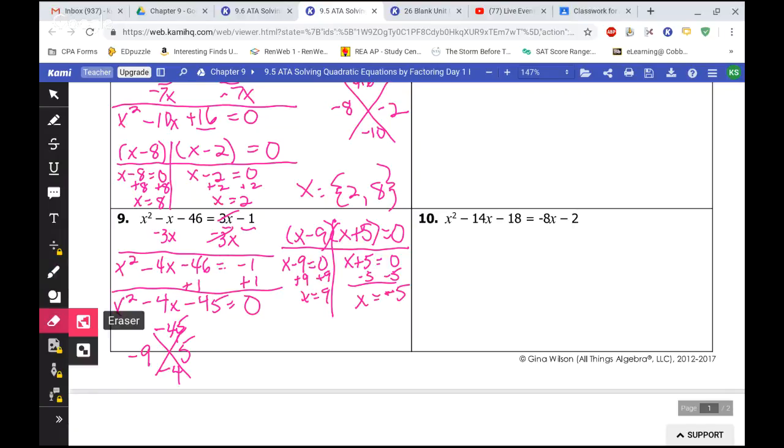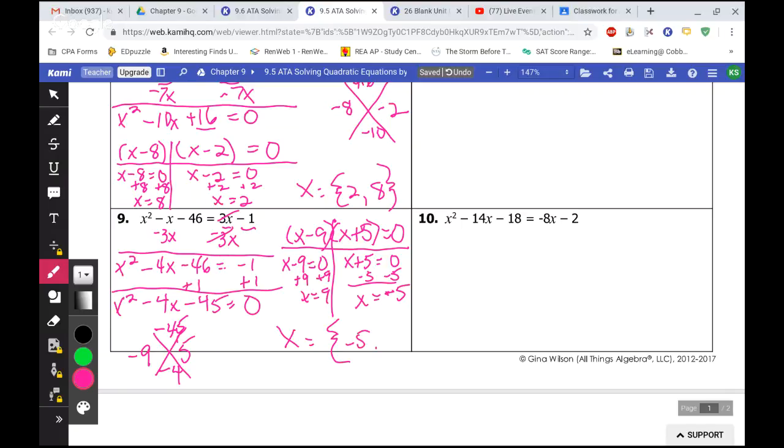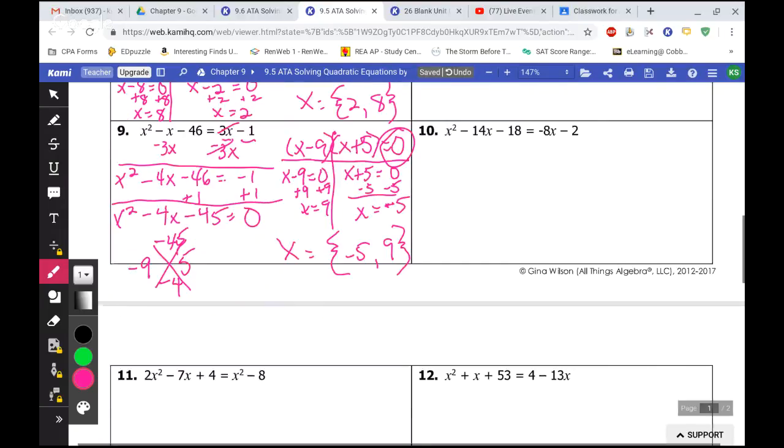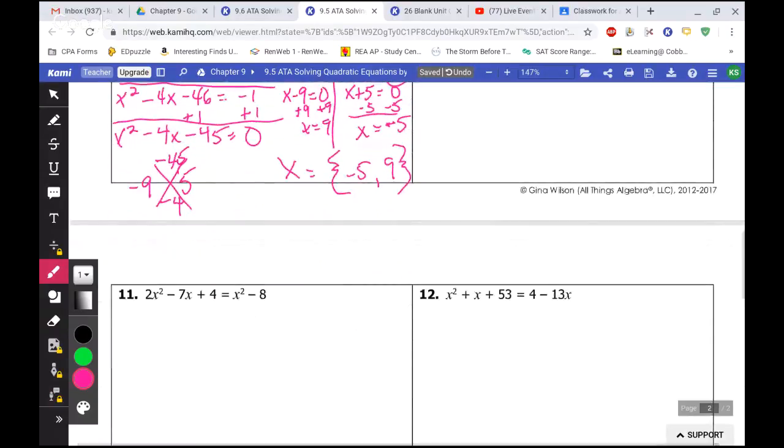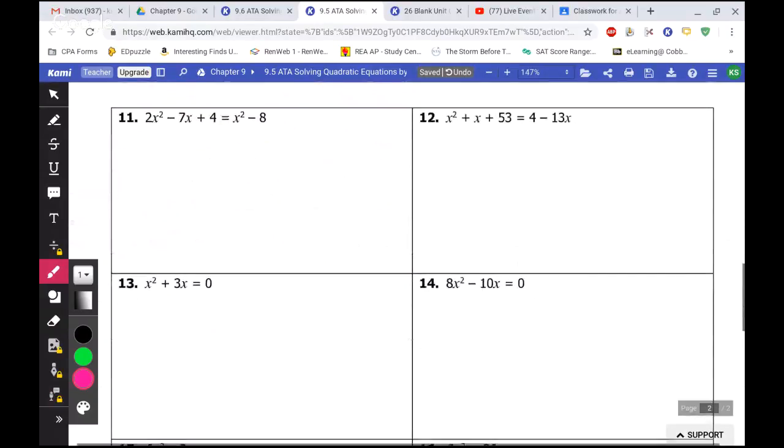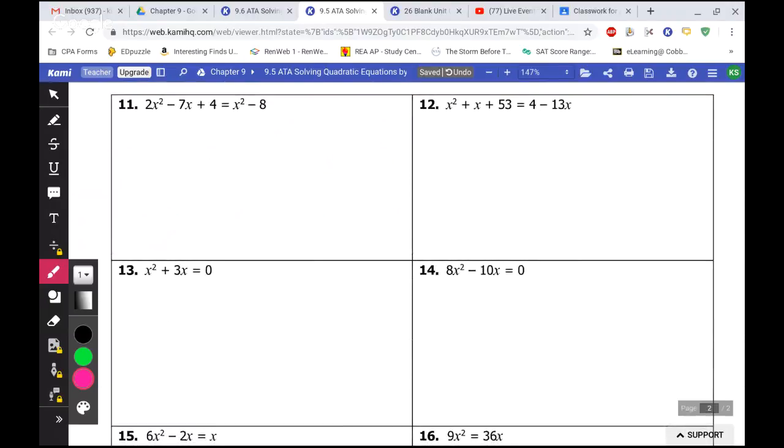All right, now we have a solution set of x equals -5, 9. And when I say we have a solution set, remember on Friday where we learned that the solutions are the x-intercepts, are the zeros, are the roots to a quadratic equation. And that is where, if I were to graph that parabola, it would cross the x-axis. So that's what we're solving for.